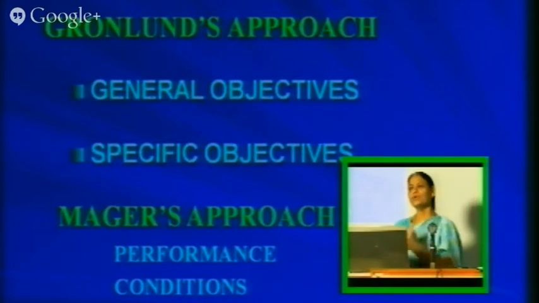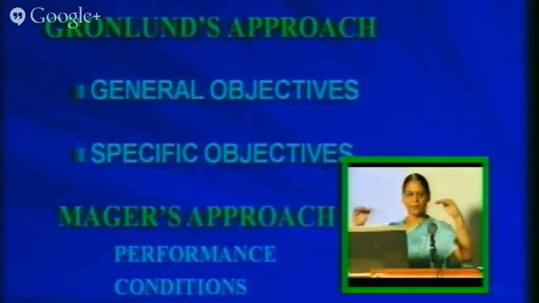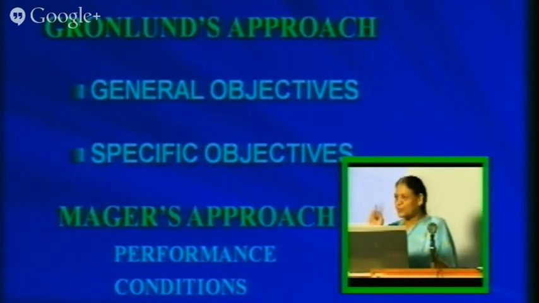And according to Gronlund, first we need to write general objectives. And when we write general objectives, they are also to be written in terms of students' behavior. That means whether a student will be able to understand, know, or appreciate. These are the three terms which can be utilized while specifying instructional objectives at the level of generality. Because here I am saying general objective. So three verbs can be used: understand, know, and appreciate.